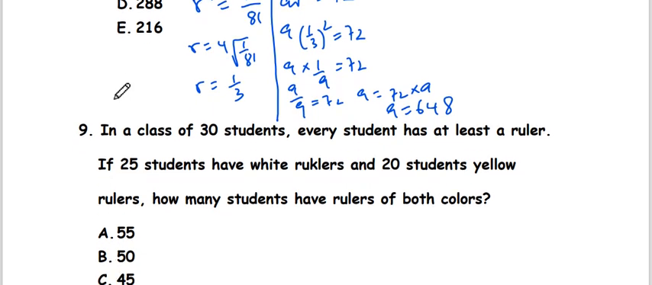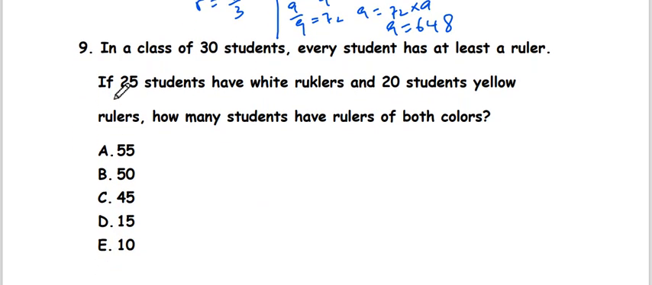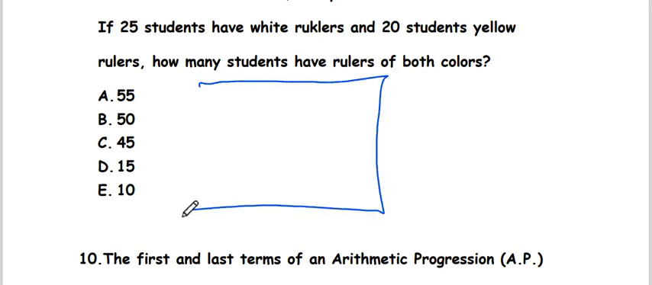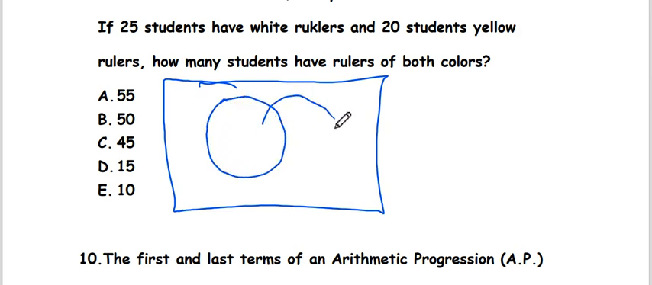Number 9. In a class of 30 students, every student has at least a ruler. If 25 students have white rulers and 20 students yellow rulers, how many students have rulers of both colors? Let's quickly sketch this. This is a problem of sets, Venn diagram specifically. And there are two types of rulers there. You have white ruler, yellow ruler.